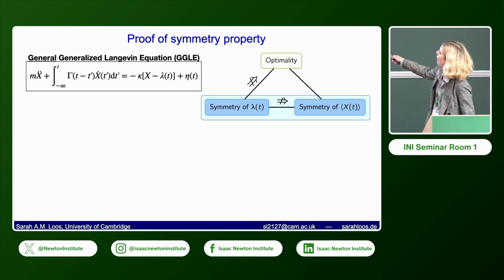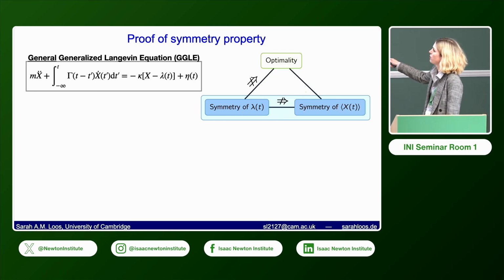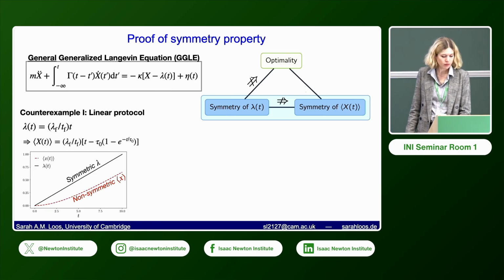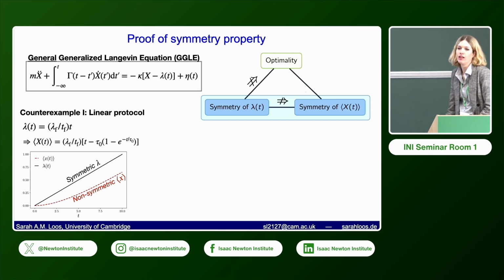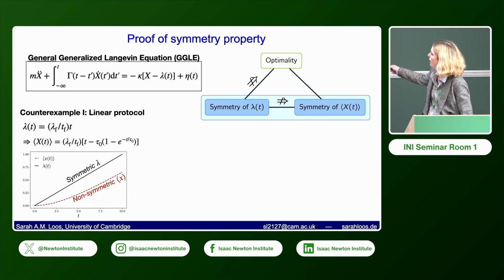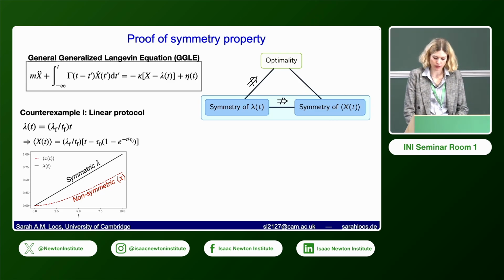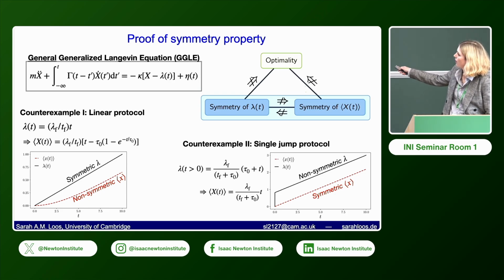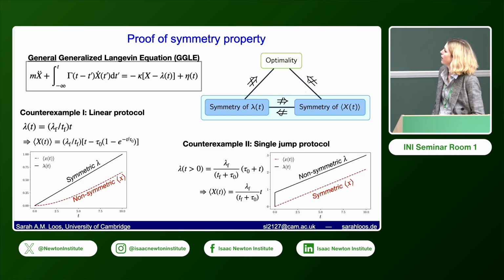First of all, we looked at the different possible implications and non-implications: having an optimal protocol or an optimal process, the symmetry of the protocol alone, and the symmetry of the mean path. First, let's look at some non-implications, which you can easily show by giving counterexamples. Having a symmetric protocol does not imply having a symmetric solution, and it also doesn't imply that your process is optimal, which you can easily show by just realizing a linear protocol in finite time.